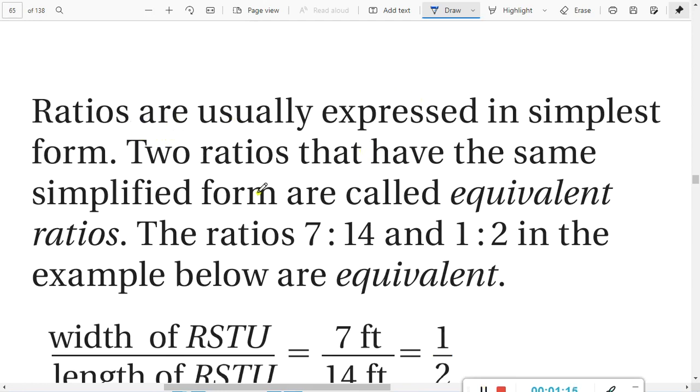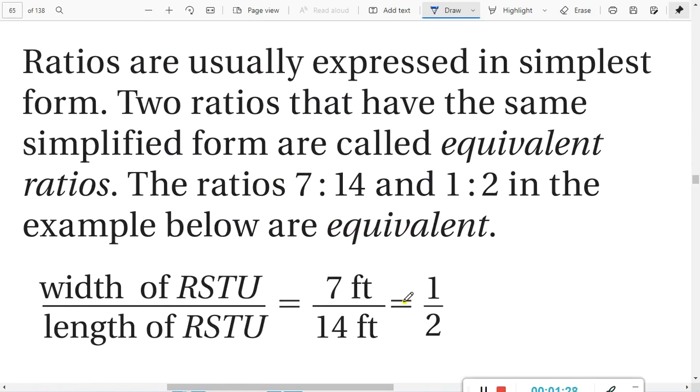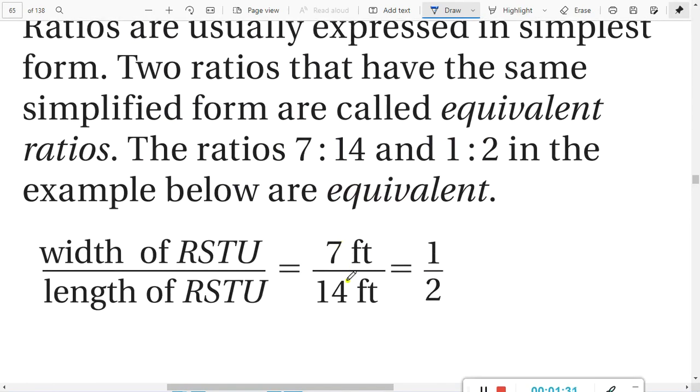Two ratios that have the same simplified form are called equivalent ratios. So 7 to 14 and 1 to 2 in the example below are equivalent. So before I even look at the diagram, all they did here was reduce this fraction. If you take 7 over 14, dividing the top by 7, that's 1. And dividing the bottom by 7, that's 2. So that's all they did here, is reduce the fraction.